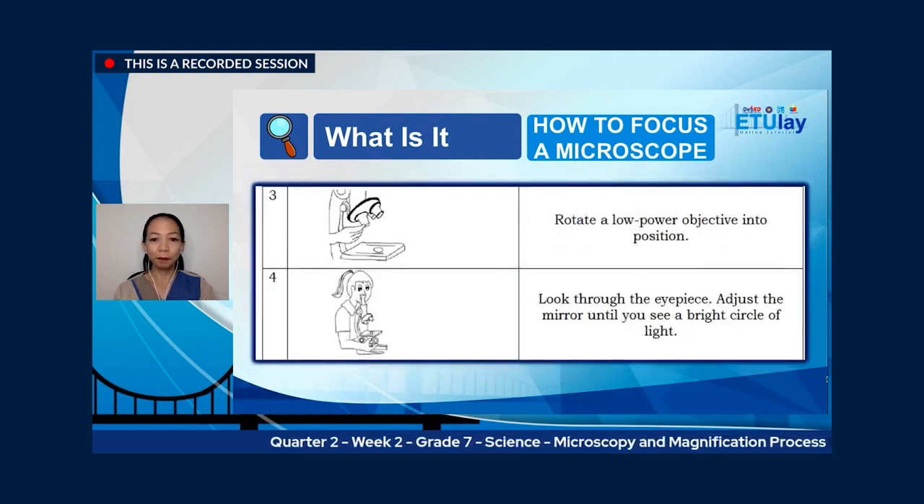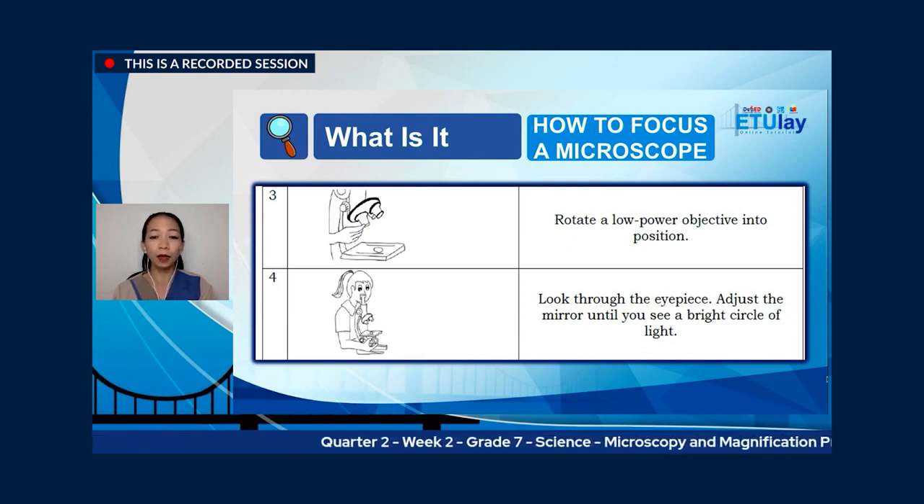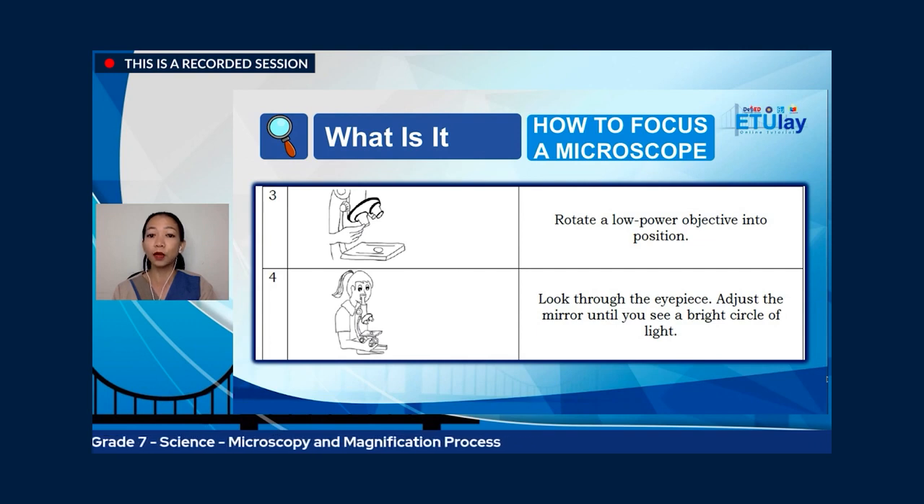Number 3, rotate a low power objective into position. The low power objective, again, will always be our starting point if we want to focus. We don't want to start with a higher power objective because we might overlook some items or some portions in your field of view in the specimen.